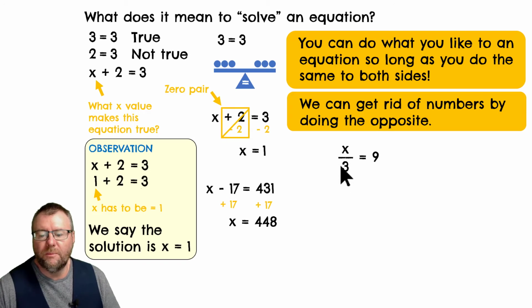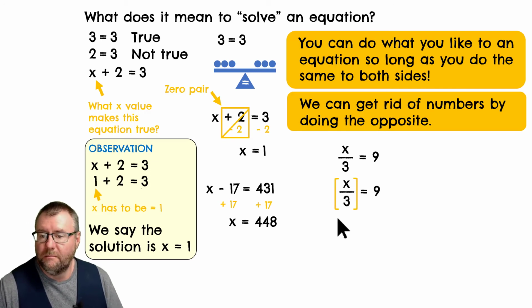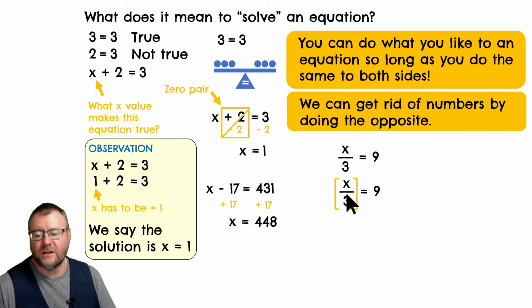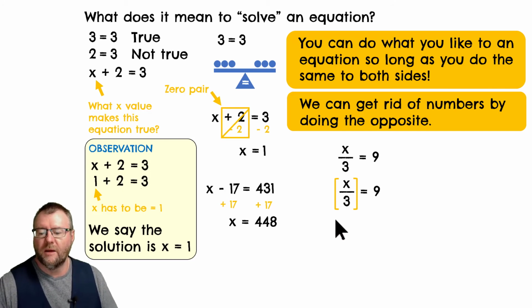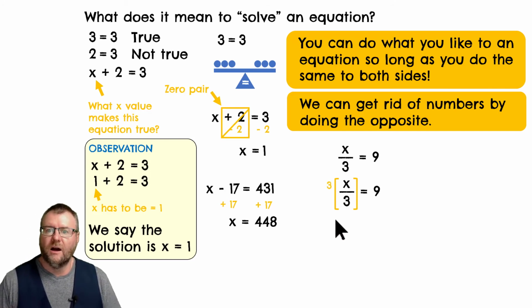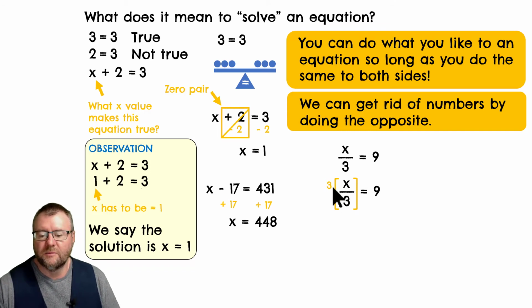What is the opposite of dividing something by 3? Well, the opposite of dividing by 3 is multiplying by 3. So I'm going to multiply both sides by 3. Now, because this is a fraction, I'm going to put the bracket around the whole thing just to remind me that I'm multiplying the entire left-hand side. And I'm multiplying it by 3.